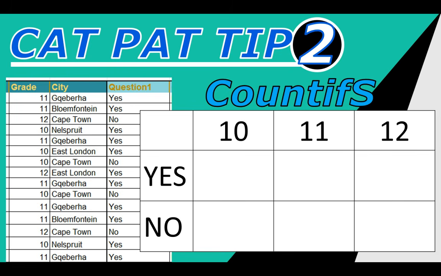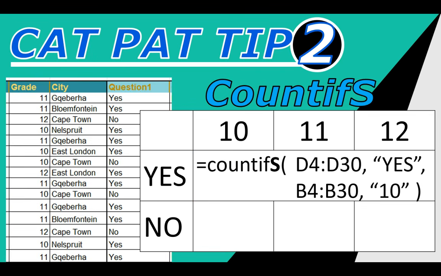Now you can also use COUNTIFs when you want to find information from 2 different questions. For example, you want to find out how many people said yes but in grade 10 or 11 or 12. So you will set it up like a table like this, and then in that block for the number of grade 10s that said yes, you'll include a COUNTIFs formula, where you can have range criteria, and so on.